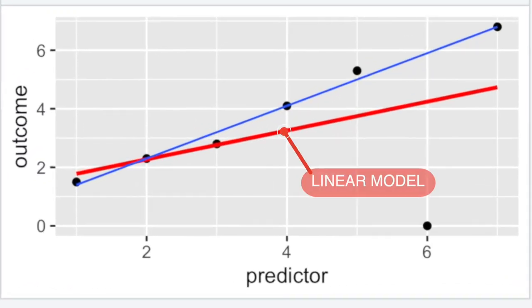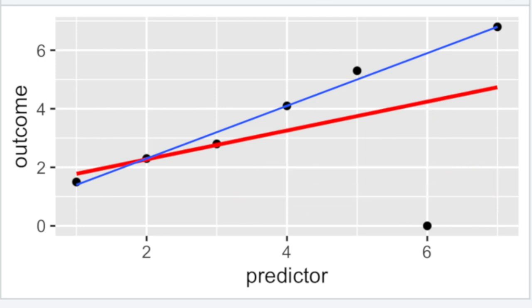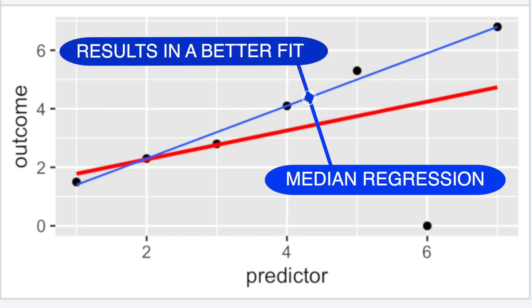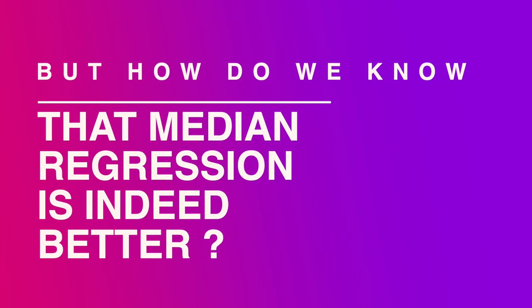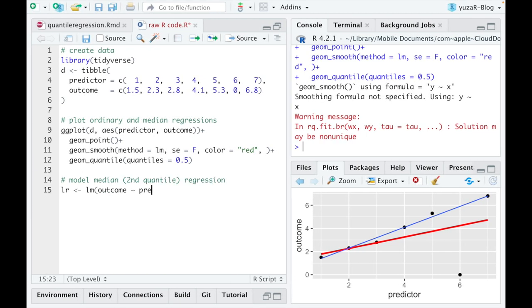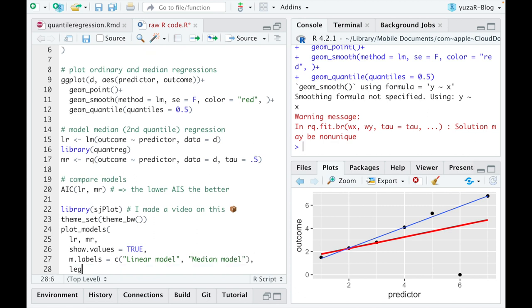This plot shows that the linear model tries to please all points and misses most of them, which results in a bad fit. In contrast, the median regression ignores the outlier and visually fits the rest of the data much better. But how do we know that median regression is indeed better? Well, if we create ordinary and quantile regressions, we can compare the amount of information they lose.